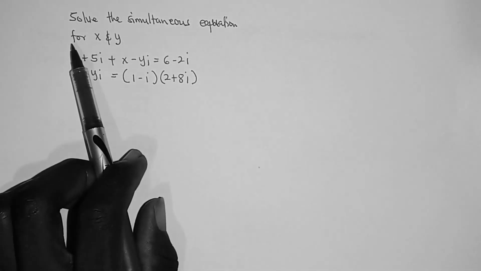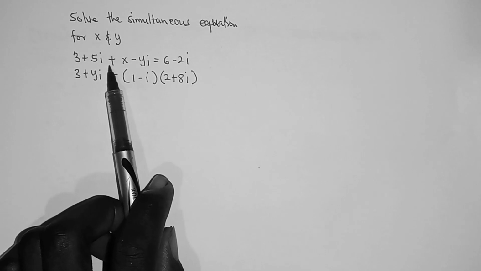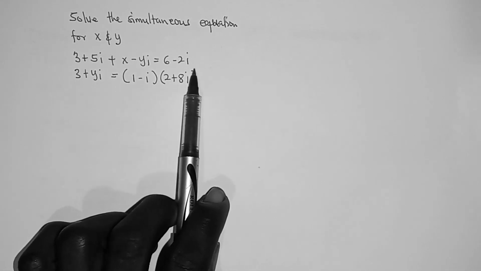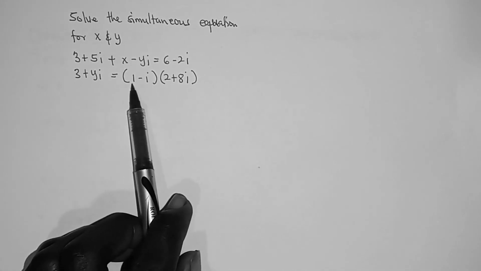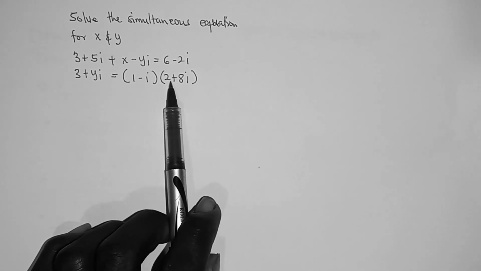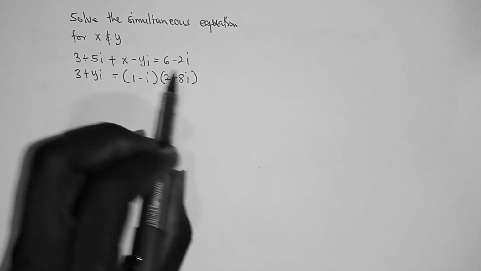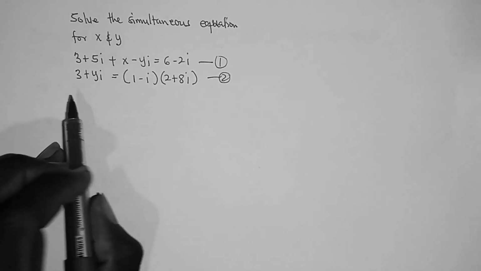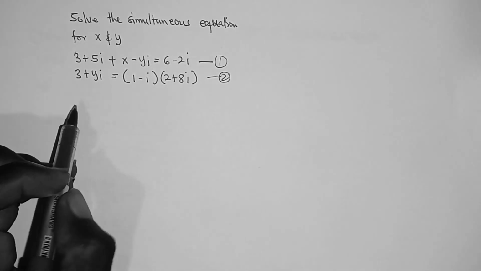Solve the simultaneous equation for x and y. 3 plus 5i plus x minus yi equals 6 minus 2i. And 3 plus yi equals into bracket 1 minus i times into bracket 2 plus 8i. So let's say this is equation 1 and this is equation 2. Let's start with equation 1. Let's make x and yi the subject here.